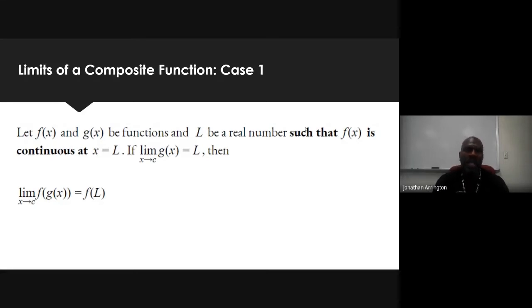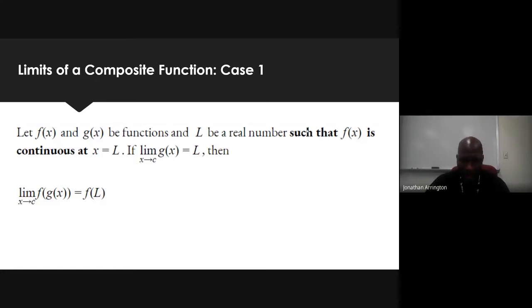All right, so this is case 1, and I want to read what it says very carefully to understand the case. So f and g are functions. L is a real number, of course. And it says such that f of x is continuous at x equals L, and if the limit as x goes to c of g of x is L, then the limit as x goes to c of f of g is f of L. I know that's a mouthful.